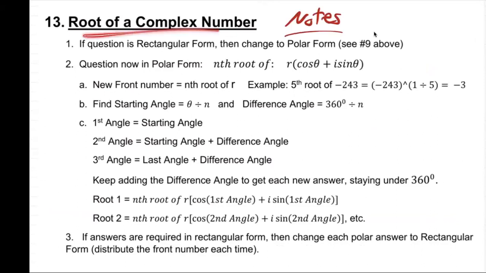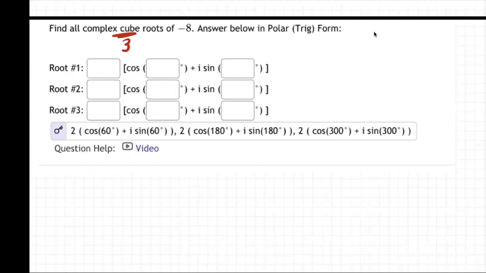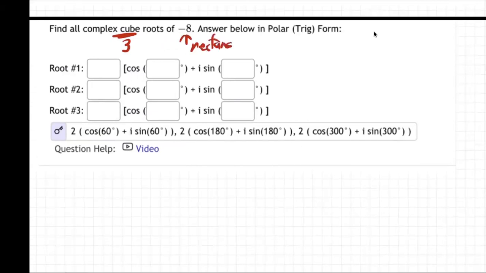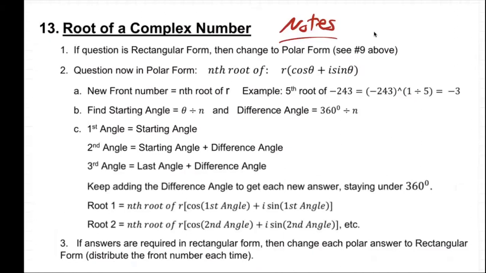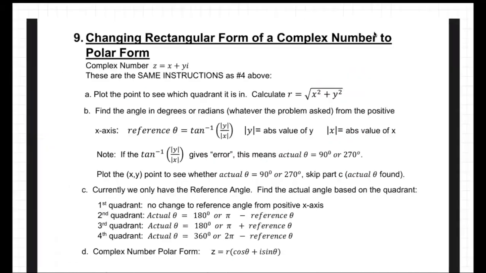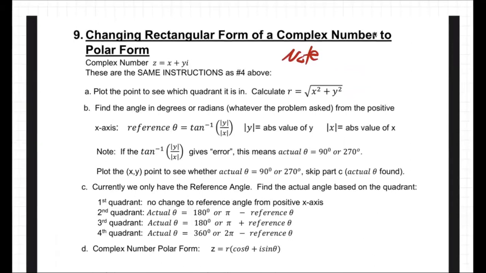And number 13 says root of a complex number. If the question is rectangular form, change to polar form. Is this rectangular form? Yeah, they're giving me this. This is rectangular, meaning it's not polar. It doesn't have an angle. Polar means an angle. So what do we do? Well, it says go to number 9 above. So I go up here to number 9. This is the notes for number 9.